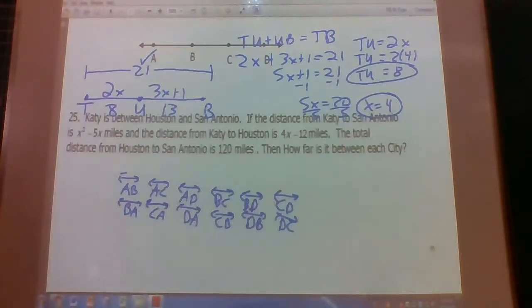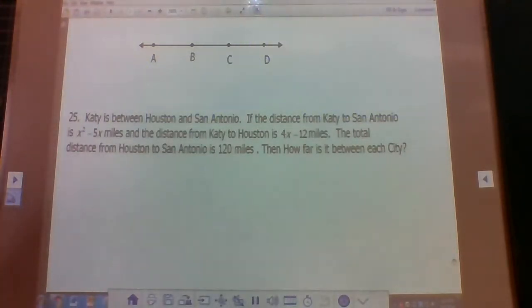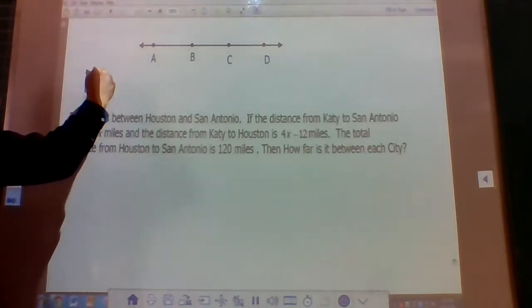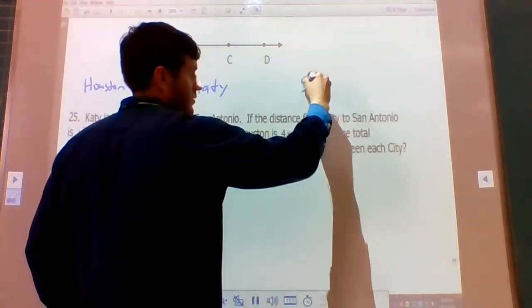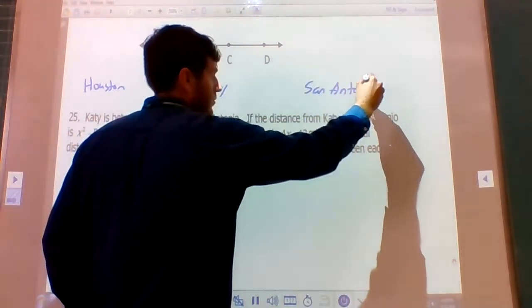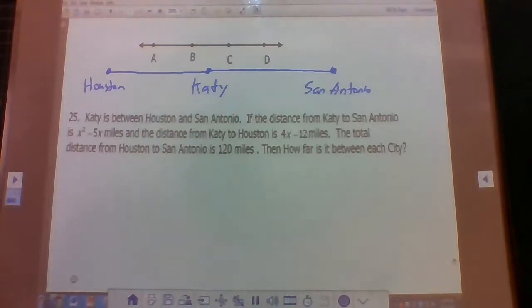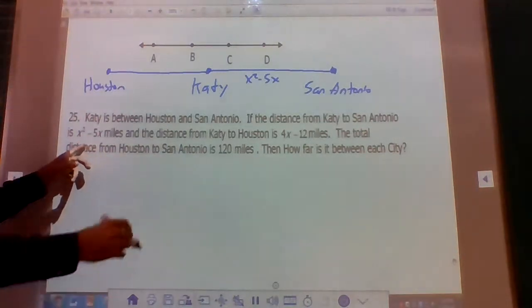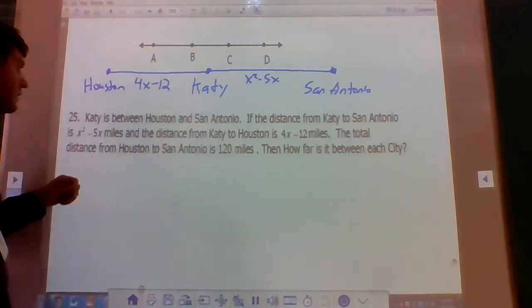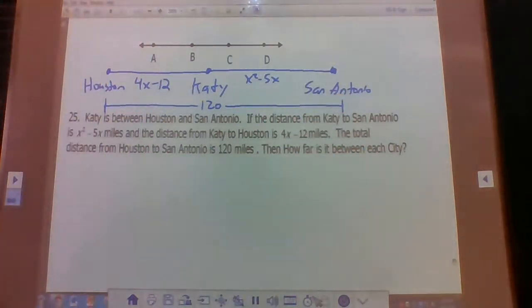All right, last one here. Katy is between Houston and San Antonio. So here's San Antonio, here's Katy, here's Houston. If the distance between Katy and San Antonio is x squared minus 5x miles, and Katy to Houston is 4x minus 12 miles, the total distance between them is going to be 120. Find how far it is between each city.